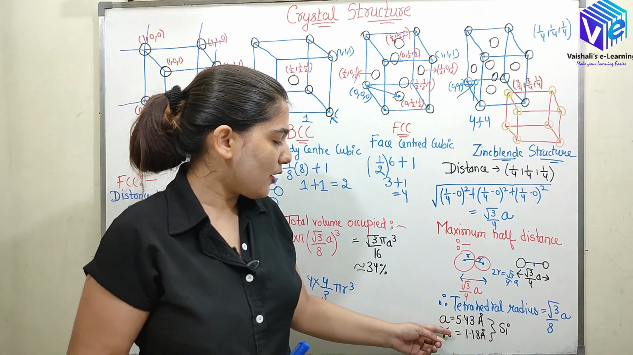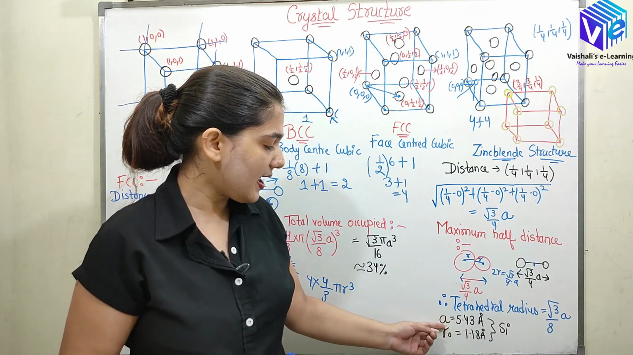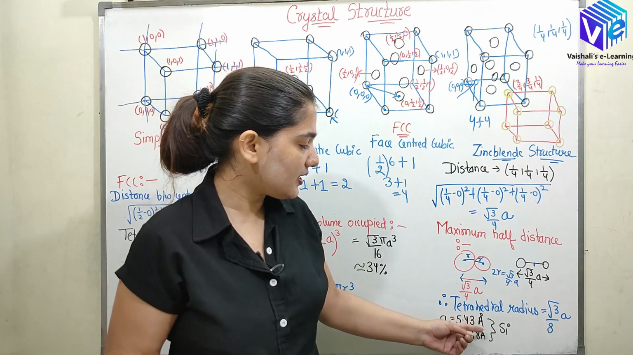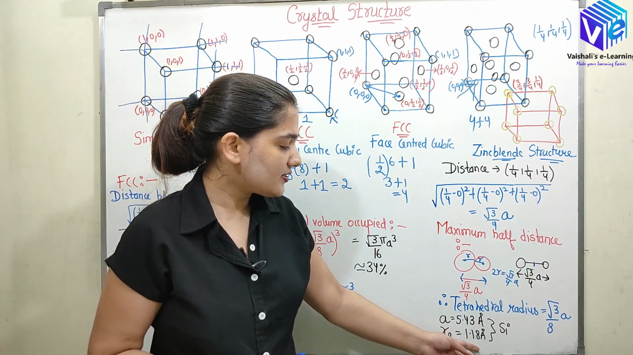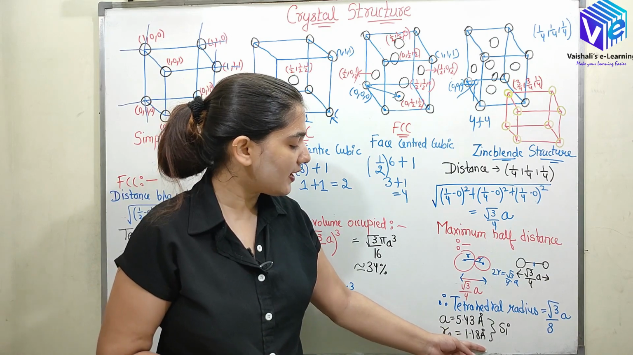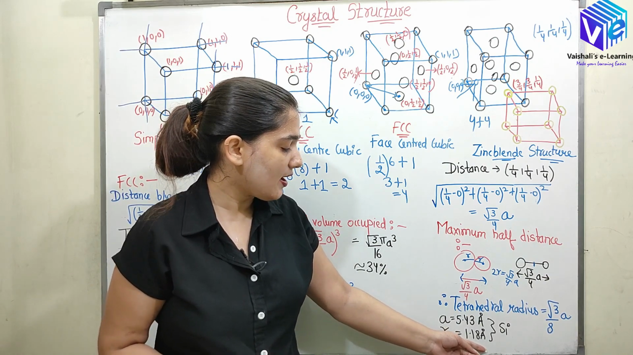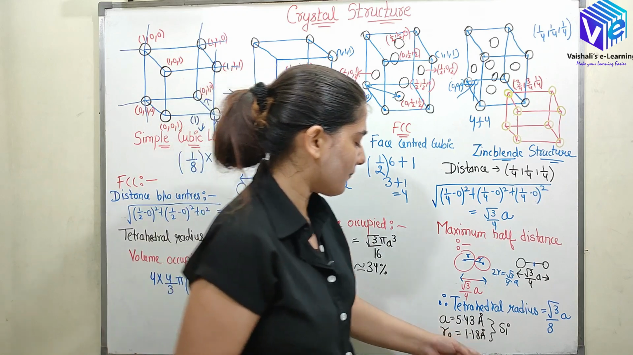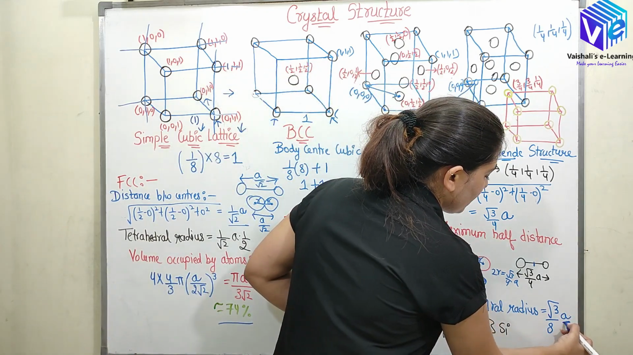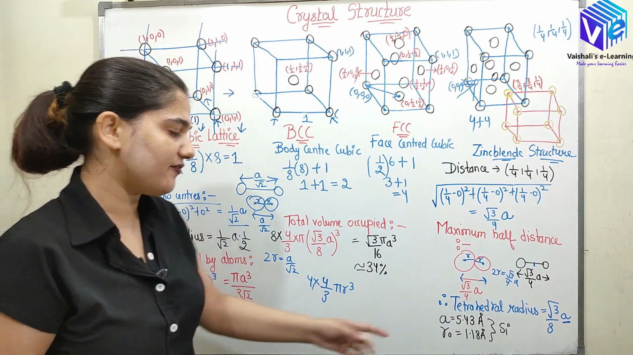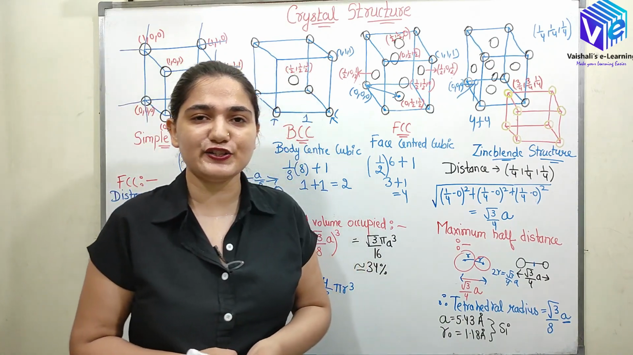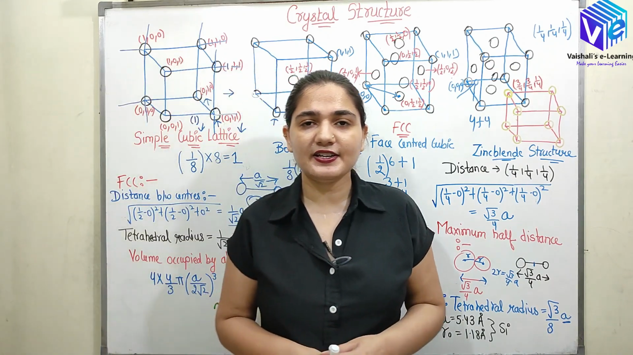So if I talk about silicon, here a is 5.43. If I find out the tetrahedral radius of silicon, it is actually following this structure. So here I have found out the radius to be 1.18 angstrom. So you just put 5.43 angstrom instead of a, and you will be finding out the tetrahedral radius of silicon. So here I will be concluding my session.